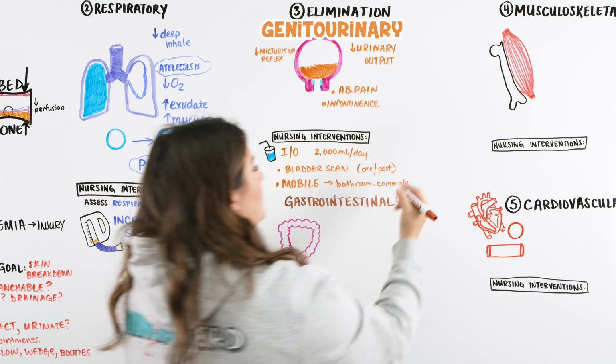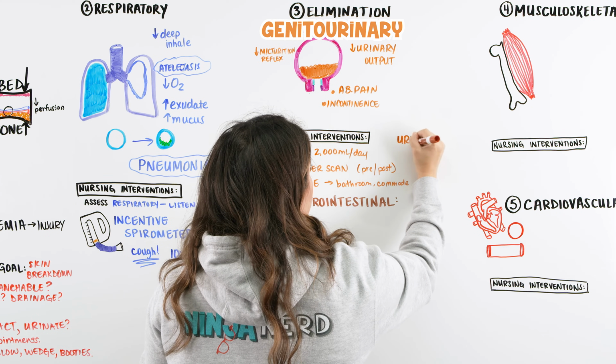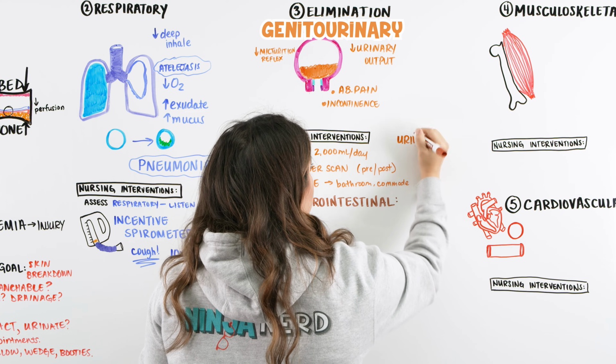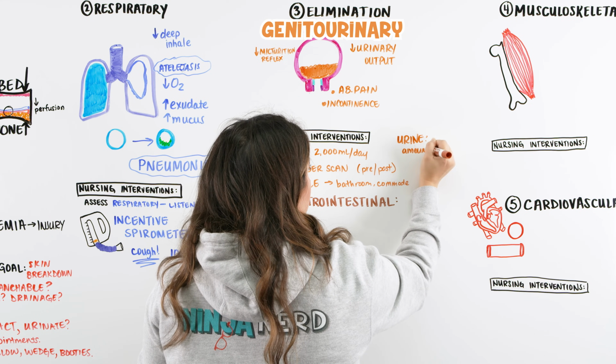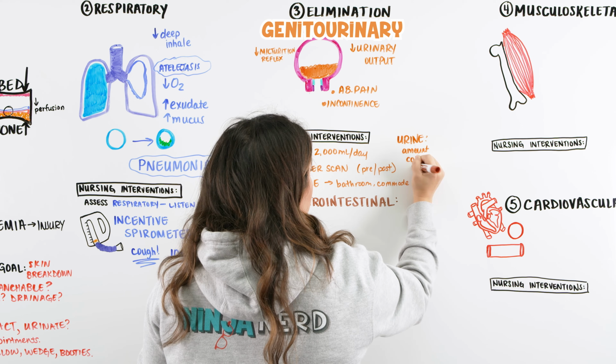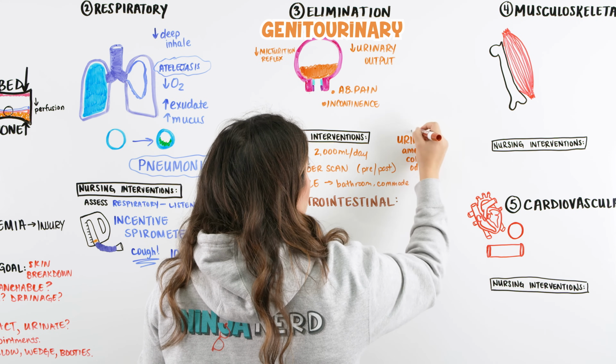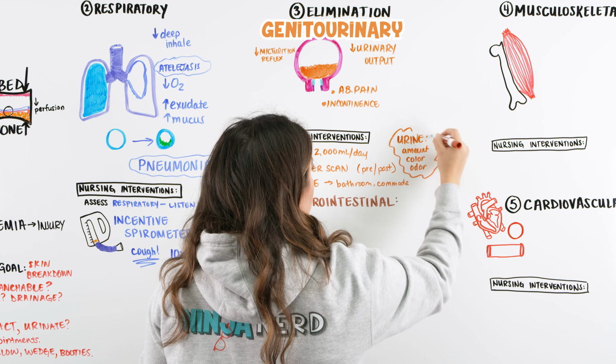And then when the patient does urinate, remember we can always assess the urine, right? We're looking at the urine and we're thinking of the amount. We're thinking of the color. We're thinking of the odor, right? All of that is going to be able to tell us if something else is going on as well.